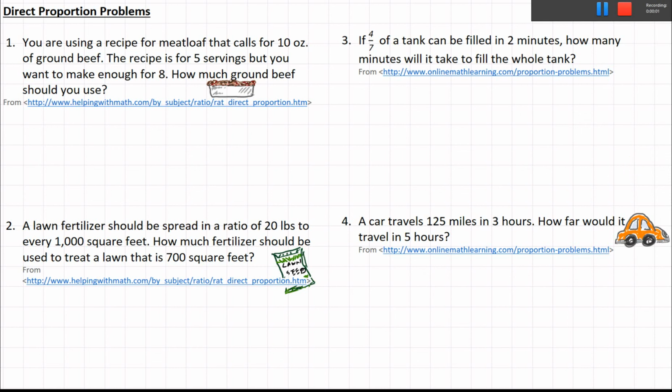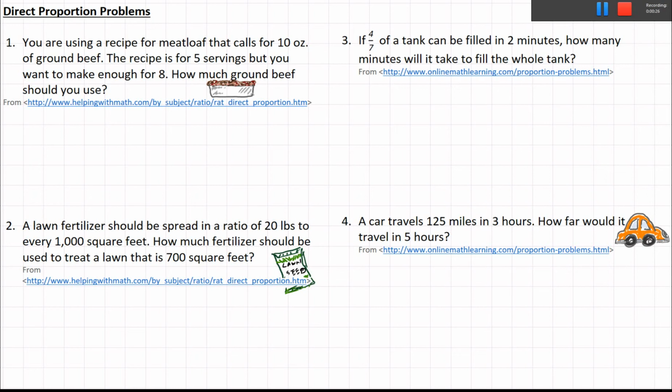Hi there. This video is going to look at direct proportion problems. If two variables are directly proportional to one another, it means that if one of them increases, the other will also increase. Or if one variable decreases, so will the other variable. They're directly proportional to one another.